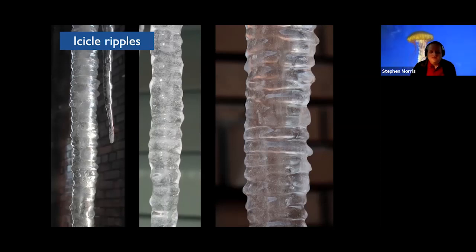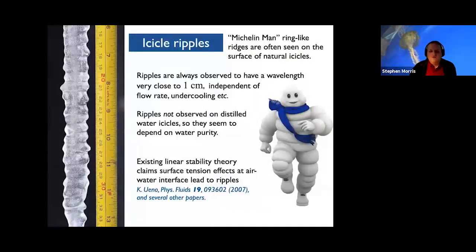What we see is a regular pattern of ripples develops during the growth. What do we know about the ripples? Well, from observation, we know that they're almost always about exactly 1 centimeter in wavelength. If you count the bumps in this picture and the ruler, you'll see that they're pretty much 1 centimeter between the bumps. Ripples are not observed on distilled water icicles.